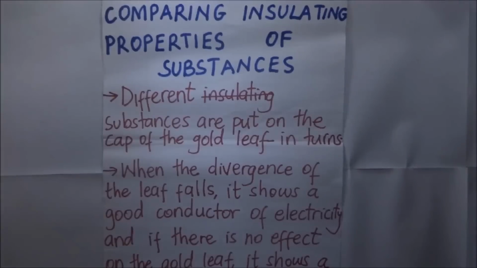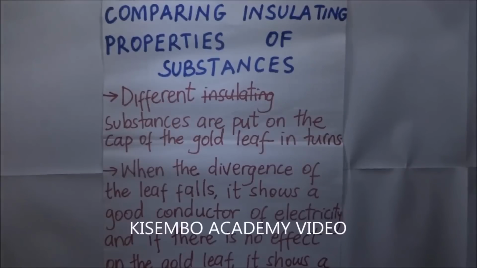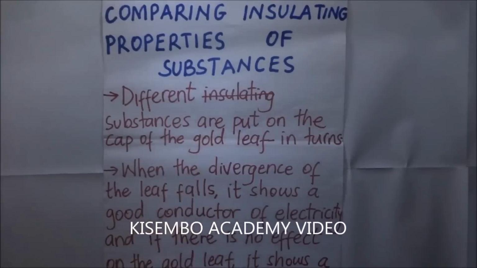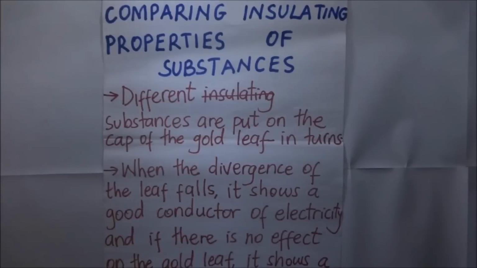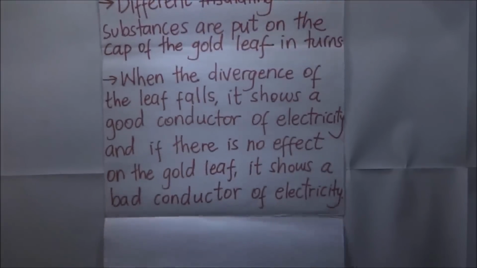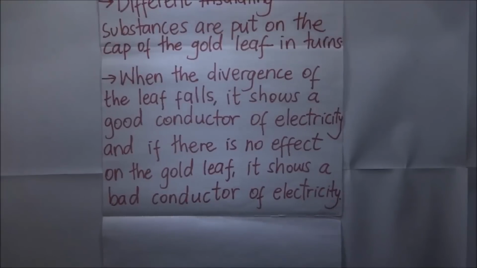A gold leaf electroscope can also be used to compare the insulating properties of a substance. In our write-up, we say that different substances are put on the cap of a gold leaf electroscope. When the divergence of the leaf falls, it shows a good conductor of electricity. And if there is no effect on the gold leaf, it shows a bad conductor of electricity.